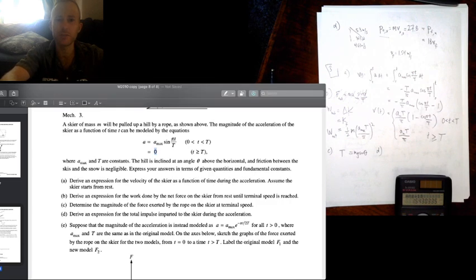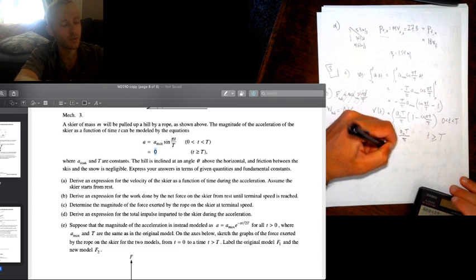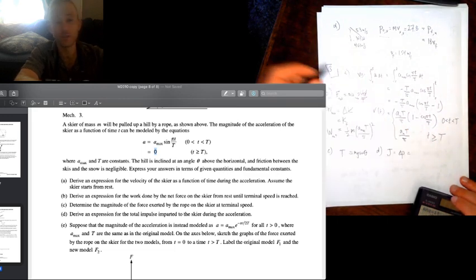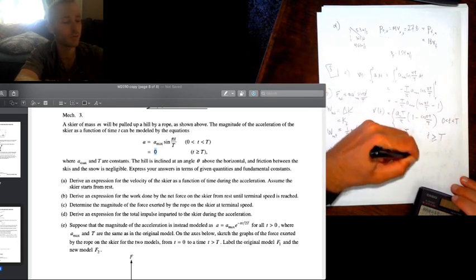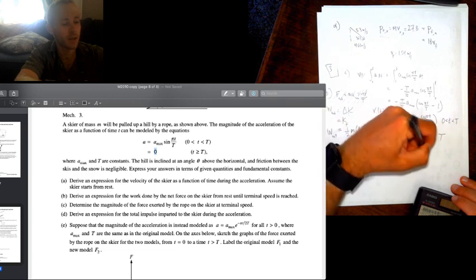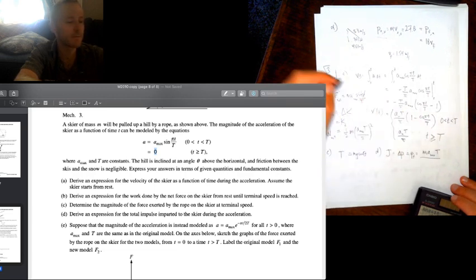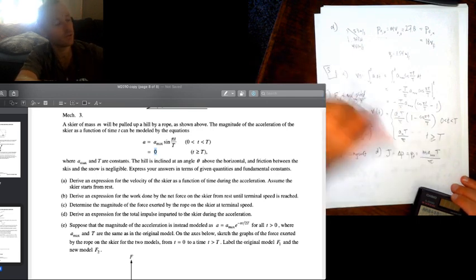Derive an expression for the total impulse imparted to the skier during the acceleration. So impulse equals change in momentum. The initial momentum is 0, so the impulse is just going to be the final momentum, which would be m a_max T over pi. So that would be the impulse.